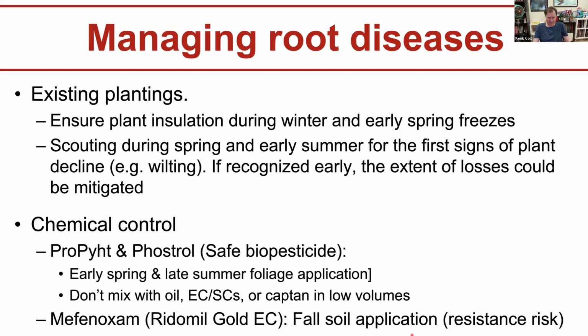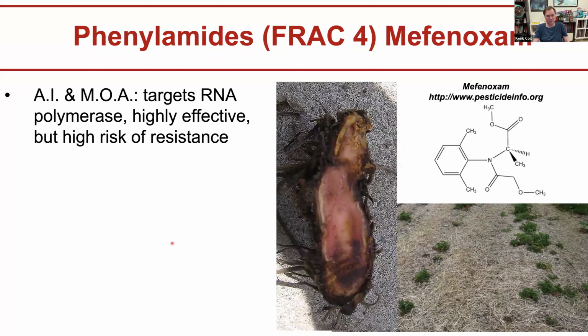Really good. You can use mefenoxam for Phytophthora, but it costs more than gold. I always love the fact that they call it Ridomil Gold, because they might as well just call it gold, because that's how much it costs per acre to spray. You might as well be spraying gold at that point. You can do a fall soil application. There's resistance risk here. There's not resistance risk to these phosphorous acid products. These were used in more recent years from airplanes in California to stop sudden oak death. So they're pretty good material.